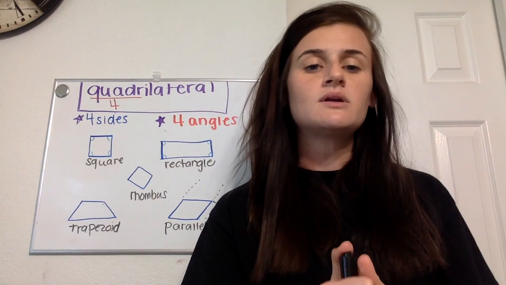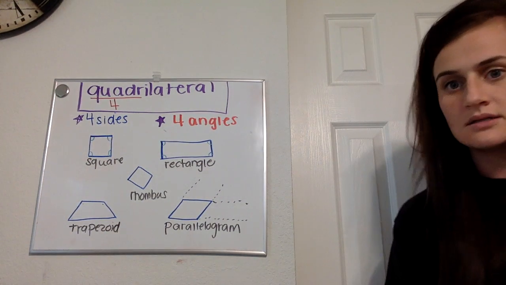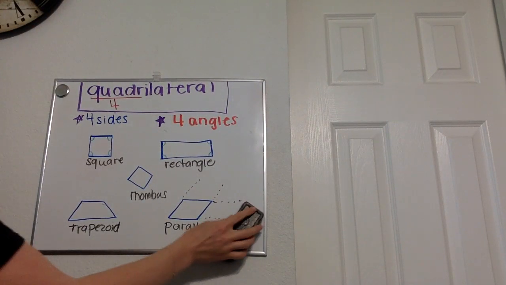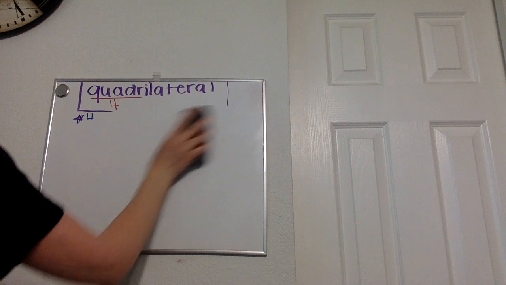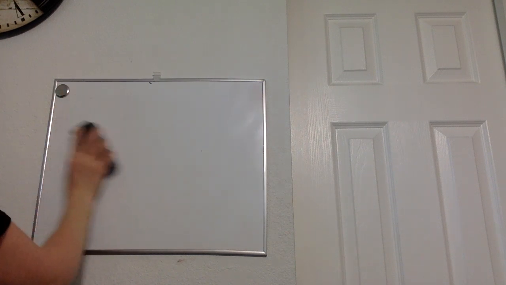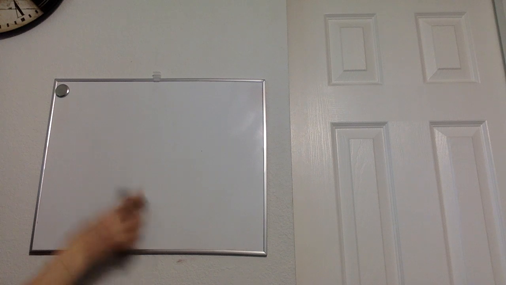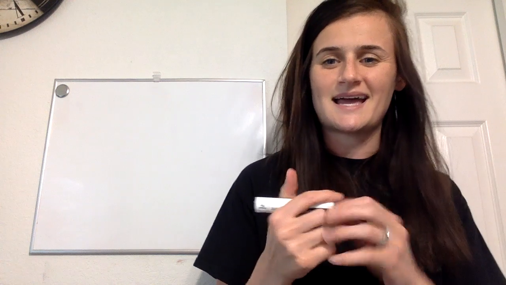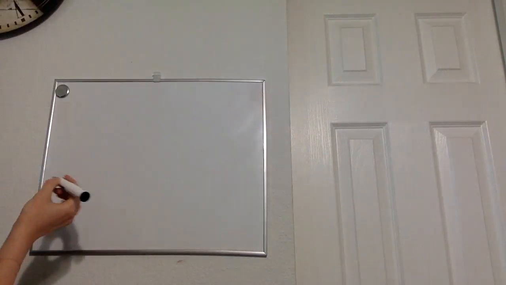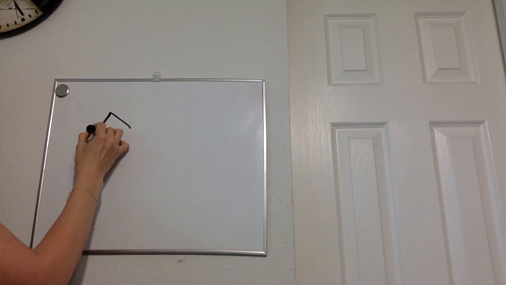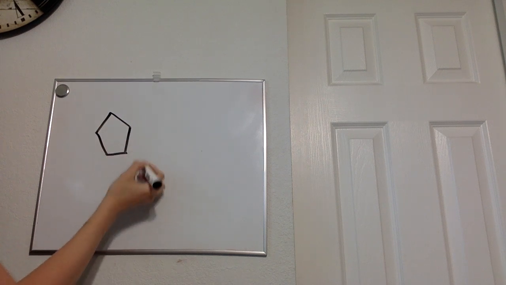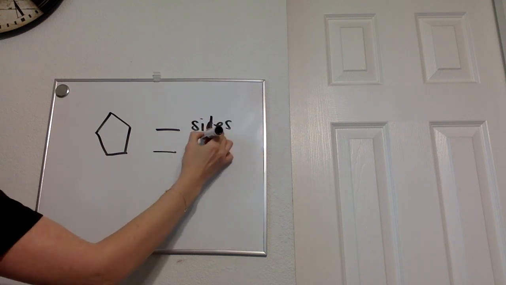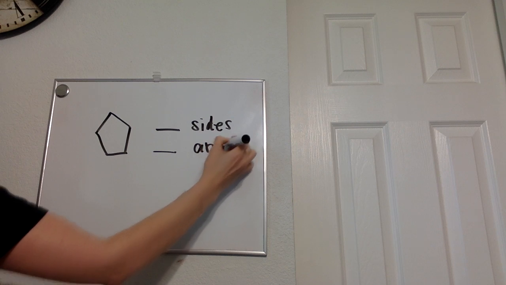All right, now that we know what a quadrilateral is, we need to know what our assignment is. Now our assignment is going to deal with all shapes, even circles. So not just polygons, but every 2D shape. What it's going to ask you is to name how many angles and how many sides a shape has. So for example, if it shows you a pentagon, it's going to have a line for sides and a line for the angles.